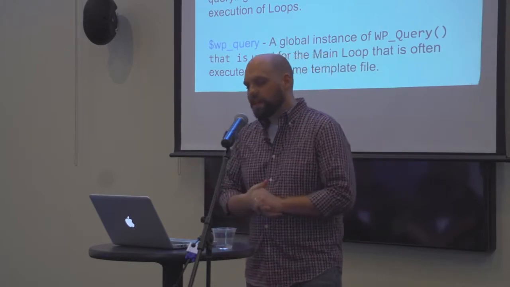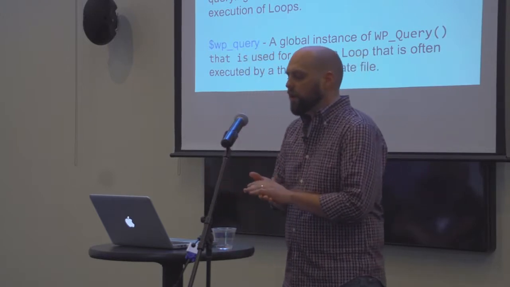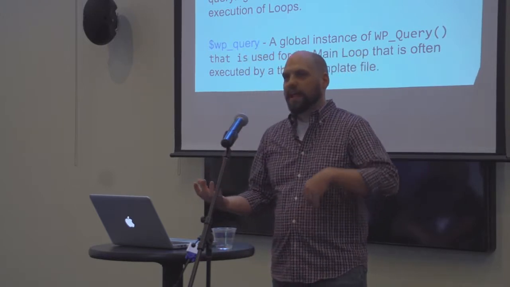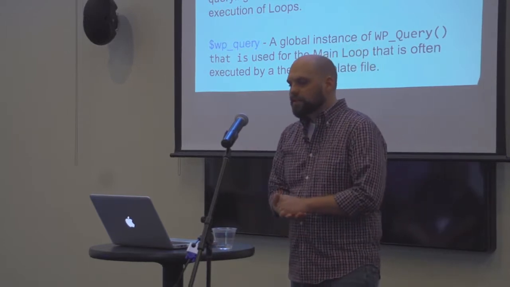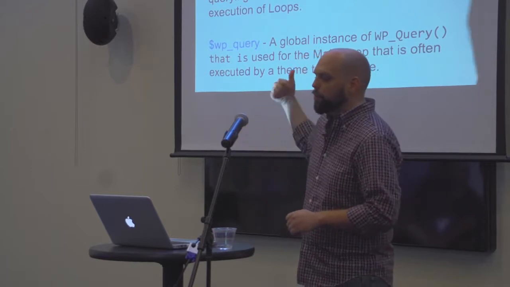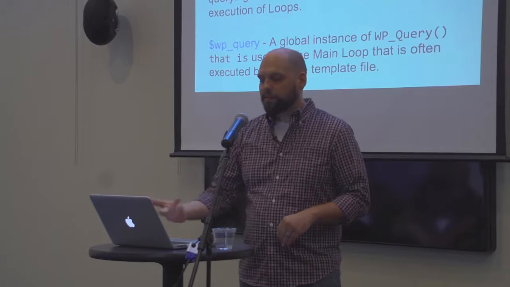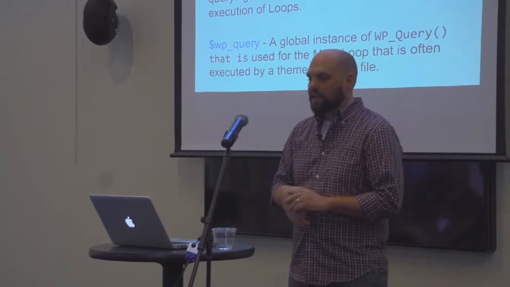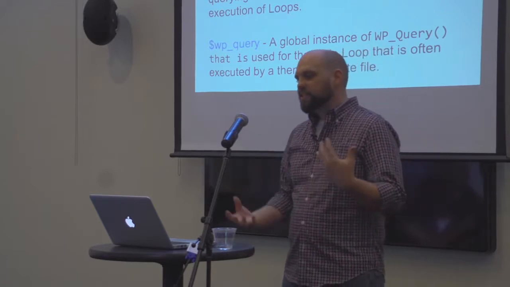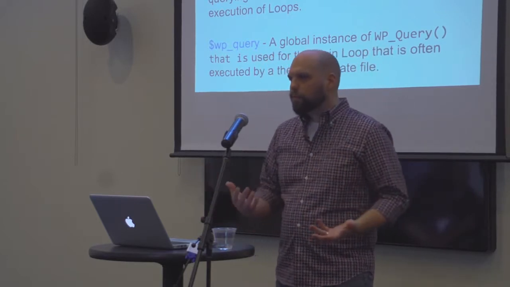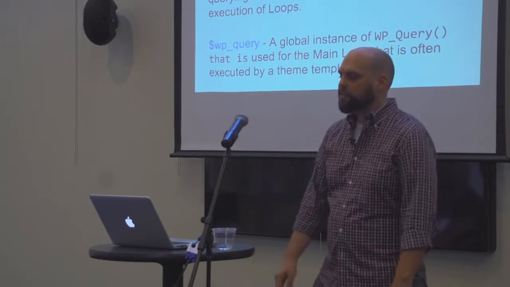So the WP_Query class does double duty at the very least. It might even do more, where it handles both the querying of posts and the execution of a loop that you might see in your theme templates. So the global WP_Query object is an instance of the WP_Query class that was created early during WordPress execution. That's dictated by the rewrite rule or the route or the context of what you're seeing on the page.